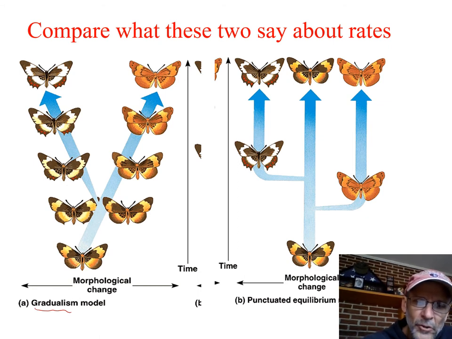So this graph represents that gradualism model. And it is a graph. If you notice, it's got an x-axis and a y-axis. The y-axis is time. Often time is on the x-axis, but in these kinds of diagrams, which are called cladograms, we'll get to those later, time is usually represented as moving on as you go up in the graph, like it shows here.